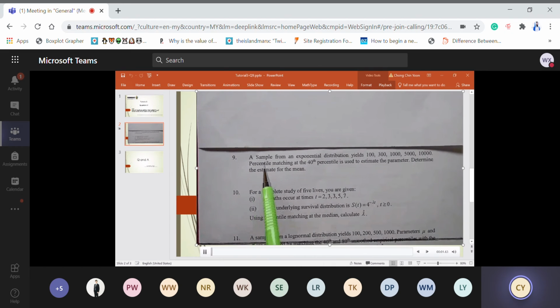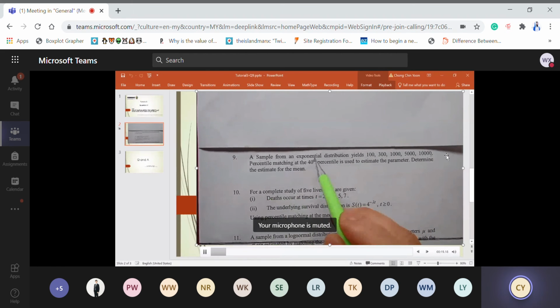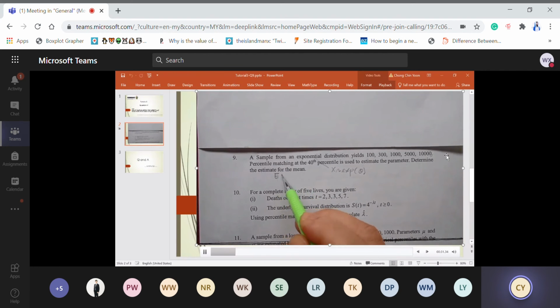Number 9. A sample from an exponential distribution uses these 5 data. Percentile matching at the 40th percentile is used to estimate the parameter. Determine the estimate of the mean. So let X be exponentially distributed with the parameter theta. Our aim is to find the estimate of this mean, that is theta.